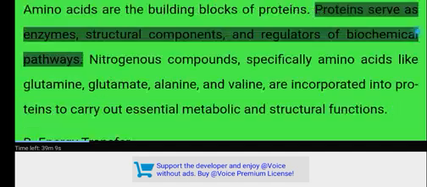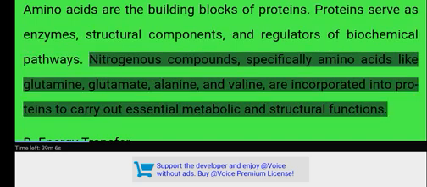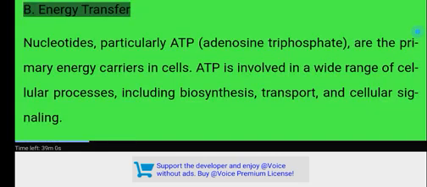Amino acids are the building blocks of proteins. Proteins serve as enzymes, structural components, and regulators of biochemical pathways. Nitrogenous compounds, specifically amino acids like glutamine, glutamate, alanine, and valine, are incorporated into proteins to carry out essential metabolic and structural functions. B. Energy transfer.